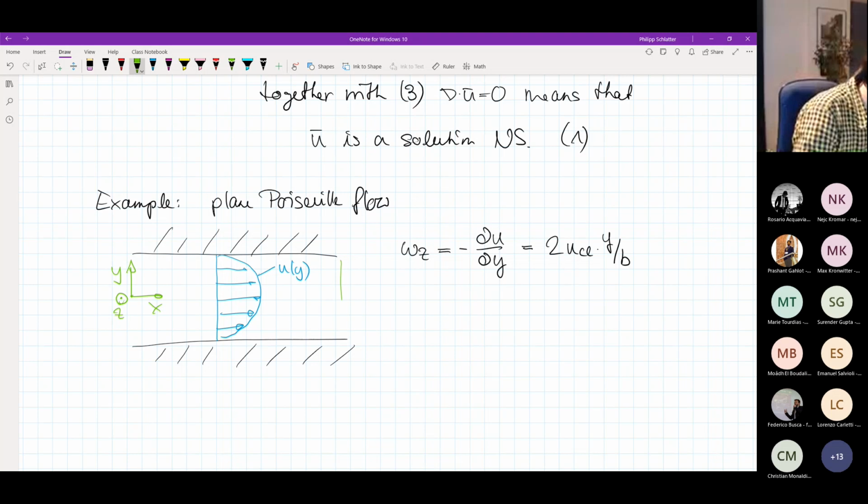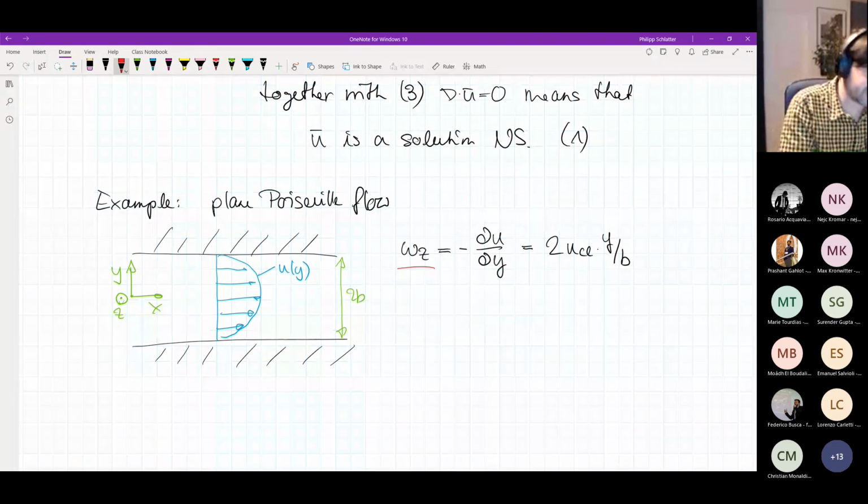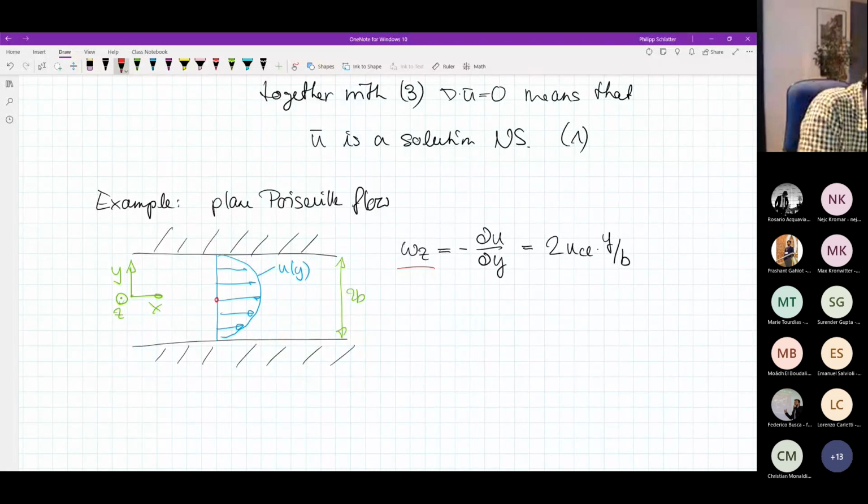Again, maybe just for completeness, we said that this height would be 2b. Okay, so how does this vorticity now look like in the channel? Well, we can just draw what we have here. It's linear here, so it will be something like this. So this here would be the vorticity. I'm indicating here with the arrows that we have positive and negative values for the vorticity. So the red bit here would be omega z of y.